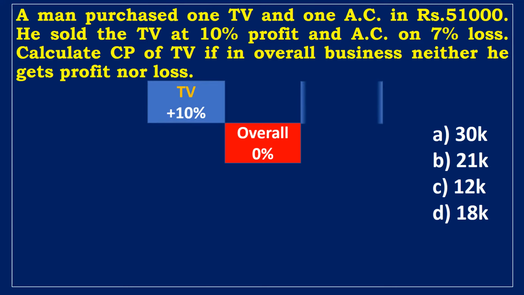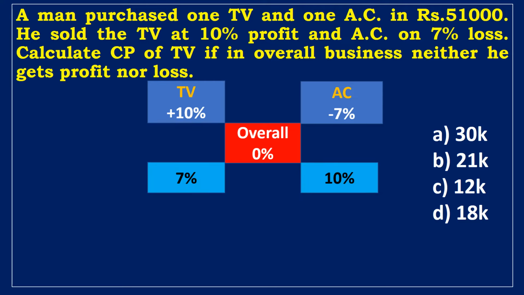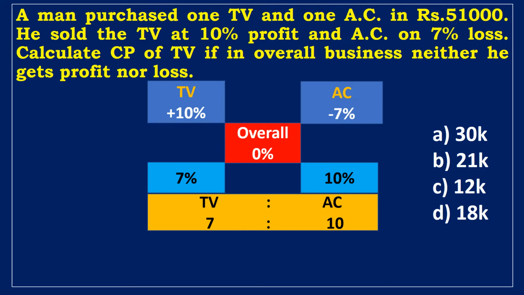The man made a 10% profit on the television. The man lost 7% on the sale of the air conditioner. The difference between 10% and 0% is 10. Similarly, the difference between 0% and 7% is 7. It implies that the television has a 7:10 ratio to the air conditioner. The sum of 7 and 10 is 17.